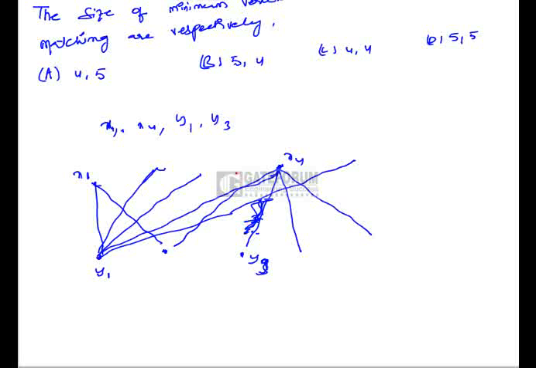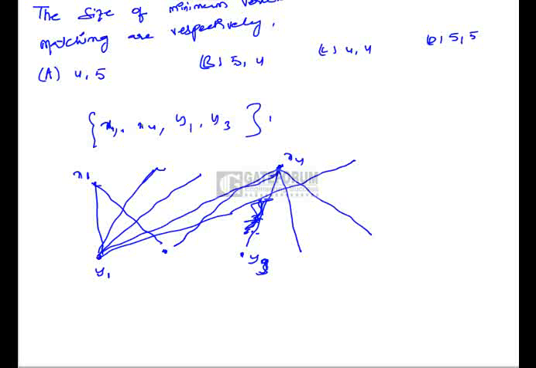So if we take vertices x1, x4, y1 and y3, then all the edges of the graph are covered. So this is the minimum vertex cover. So the number of elements in minimum vertex cover is 4.